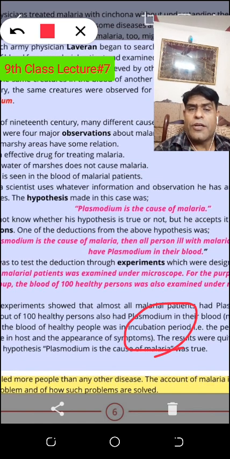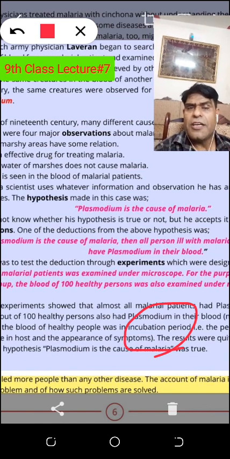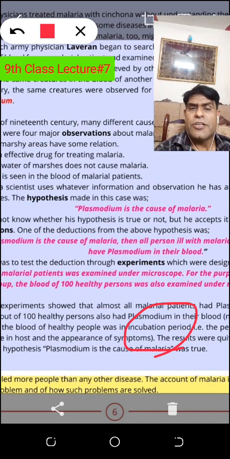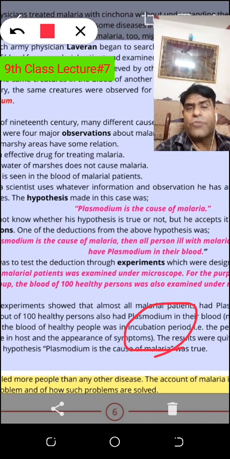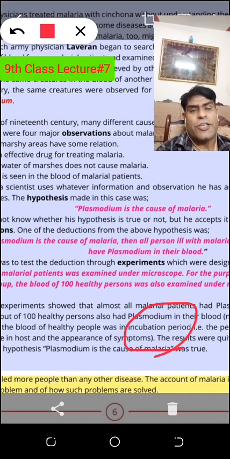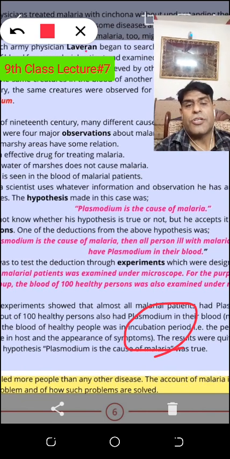And now you have proved scientifically how malaria is caused by using the scientific method. First observation, then hypothesis, then deduction, and then experiment. Now the theory is formed. What is the theory now? That is confirmed, the theory is formed. There is confirmation that plasmodium is the cause of malaria. Thank you very much. This was lecture number 7.